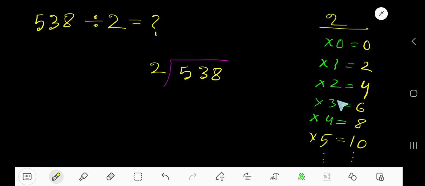2 goes into 5 how many times? 3 times 2 is 6, which is greater, so 2 times. Write 2. 2 times 2 is 4, subtract, we get 1, bring down this 3.